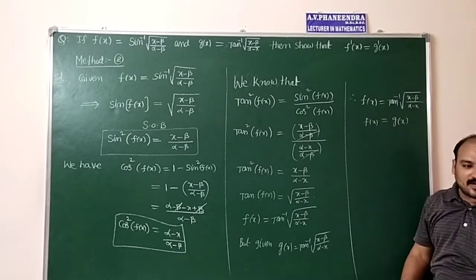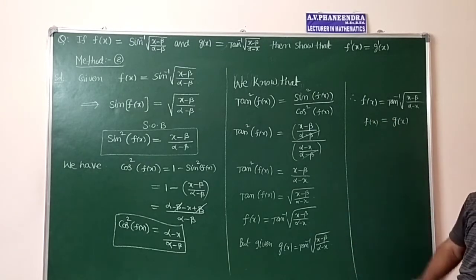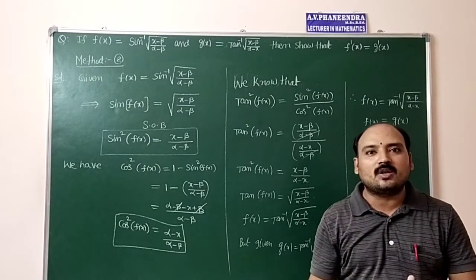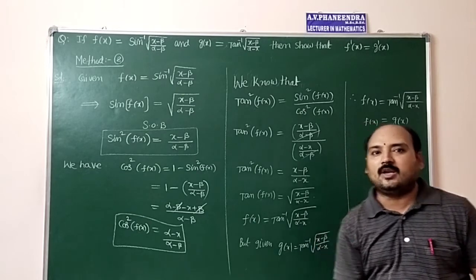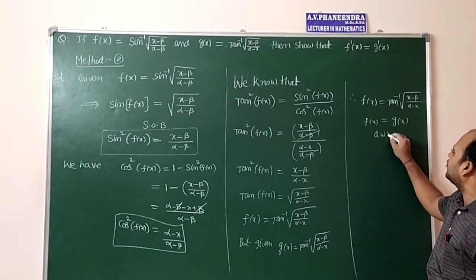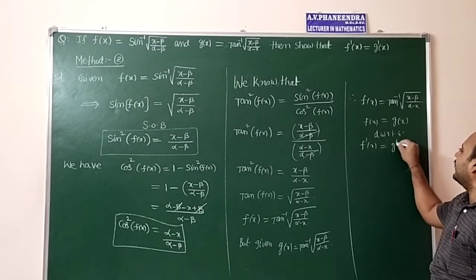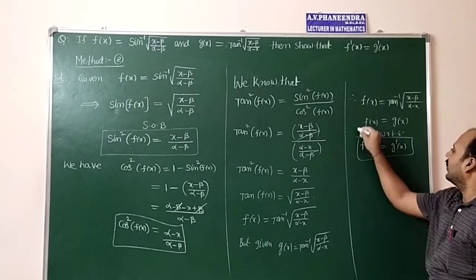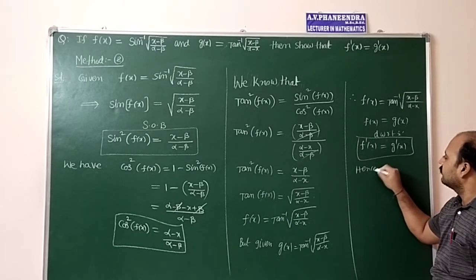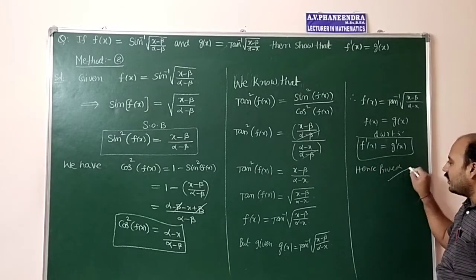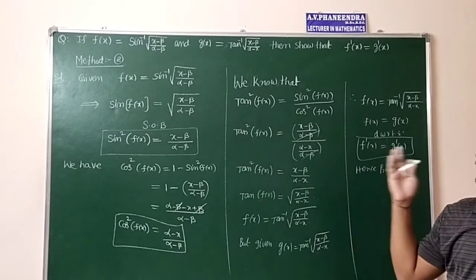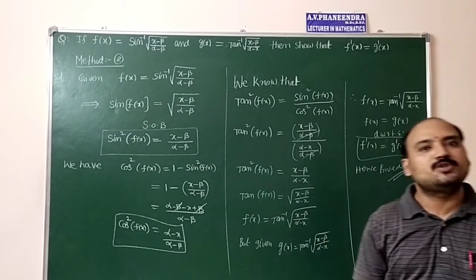In this we prove that f of x is equal to g of x. Whenever the functions are equal, their derivatives obviously equal. Therefore, differentiate with respect to x. F dash of x is equal to g dash of x. Hence proved. This is by using trigonometry. We got the answer. F dash of x equal to g dash of x.